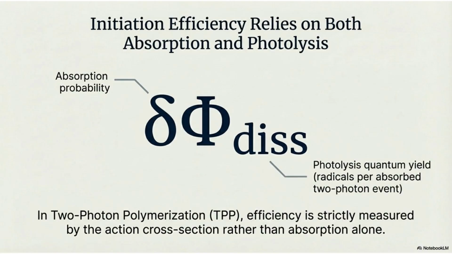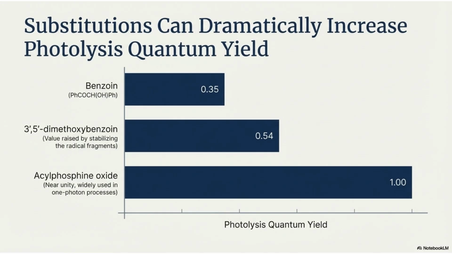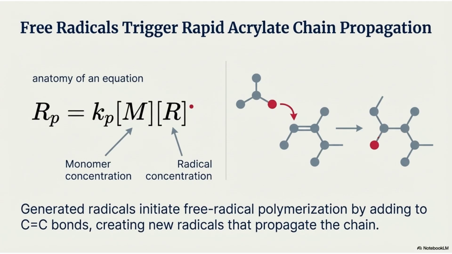Efficiency is measured by the action cross-section, which includes both absorption probability and photolysis quantum yield. Substitutions can significantly increase the photolysis quantum yield. For example, acyl phosphine oxide exhibits a quantum yield of nearly 1, much higher than benzoin. Free radicals trigger rapid acrylate chain propagation.